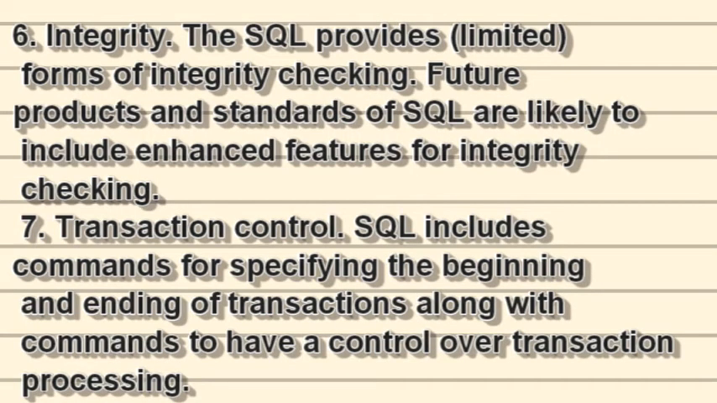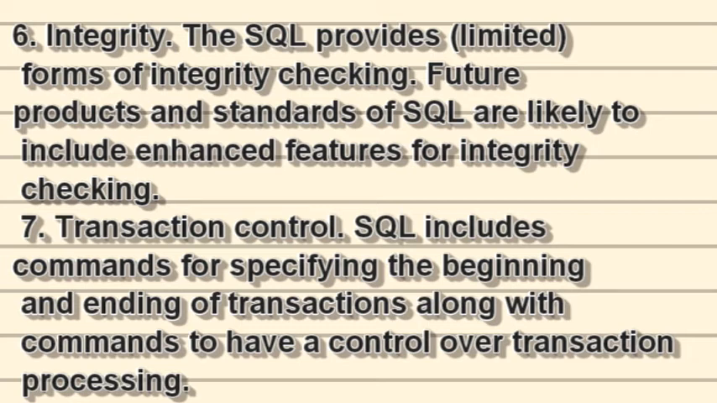Next thing that we have is the integrity. Whenever I'm talking about integrity, we all know everything is at a particular place, or we can say together. That is basically called integrity. SQL provides limited forms of integrity checking. Future production standards of SQL are likely to include enhanced features, means it is improving its features for integrity checking. So basically integrity checking helps to perform all the things at one place. That is the basic thing of SQL, that it provides a variety of things that we can perform at a single place.